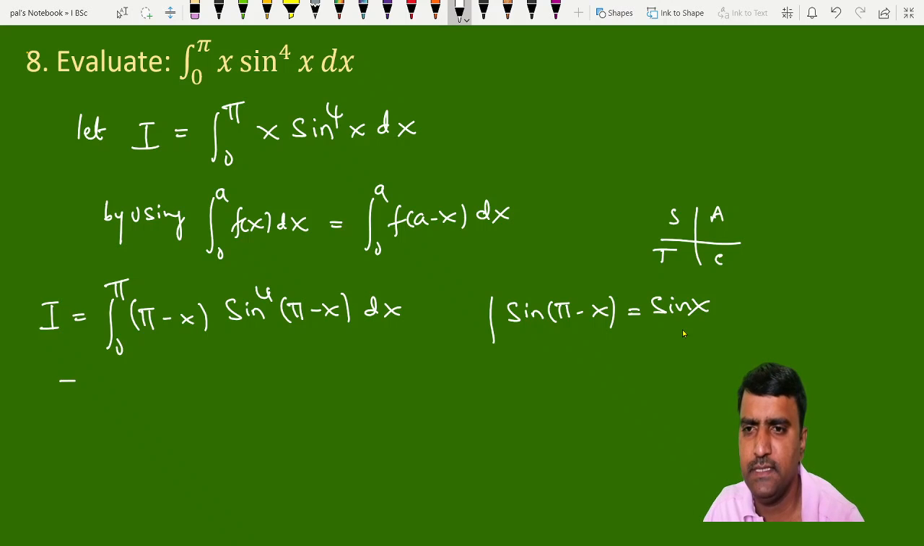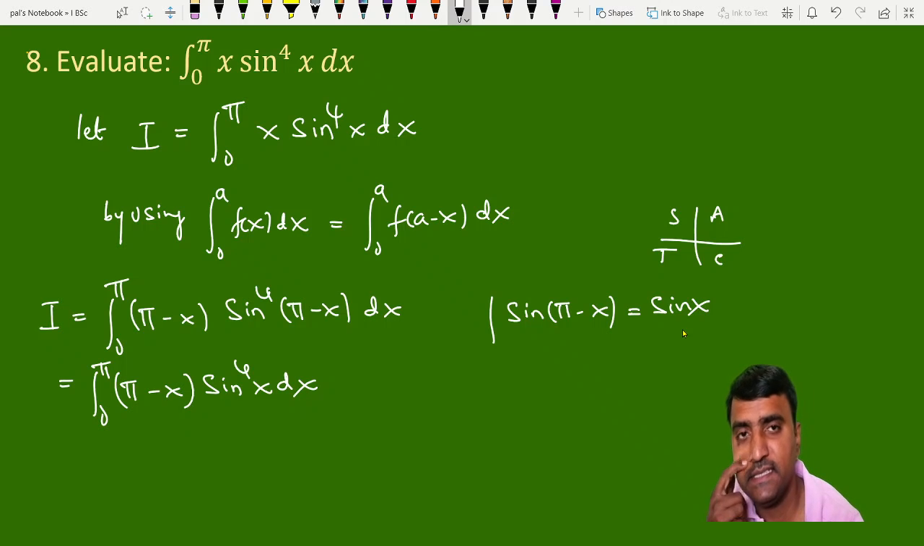Now, by using that, we can write it as integration from 0 to pi of pi minus x into sine to the power 4x dx. This is because sine of pi minus x is equal to sine x, so we can write sine x there.